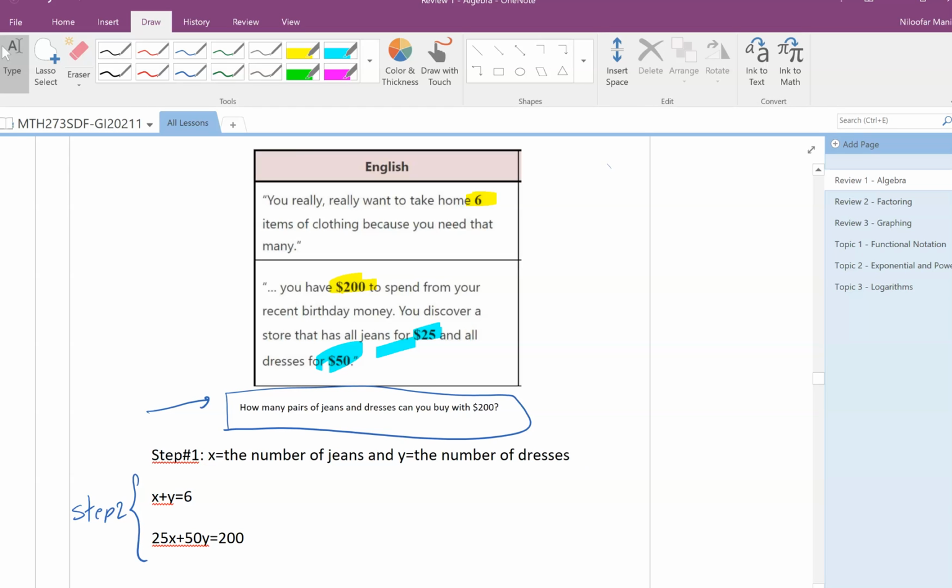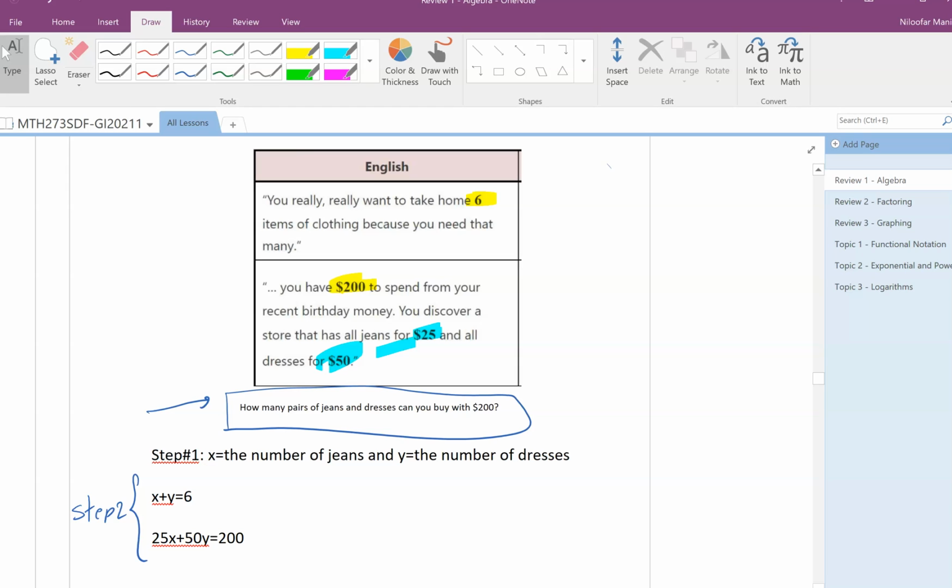Step number 1 is define variables. Sometimes I see a student say x is jeans, y is dresses. What do you mean? You have to say what you mean. Later, when you go to your notes, your quiz, your test, you ask, oh my God, what did I do here? Okay? So, x is the number of jeans, y is the number of dresses. The number. Because no, I'm not looking for how much they cost. I have the price. So be careful. Don't say x is just jeans and y dresses. So come on, what do you mean? Okay, so x is that.